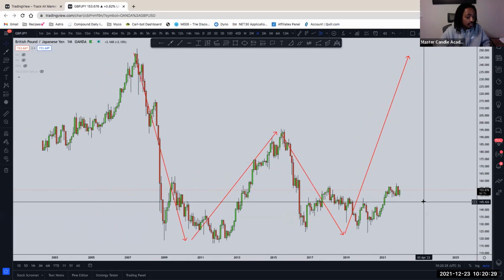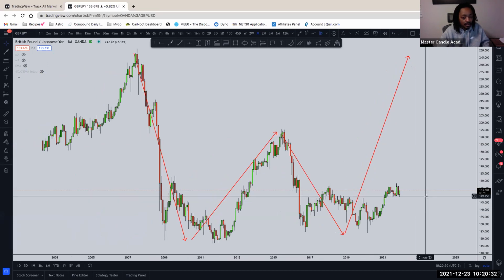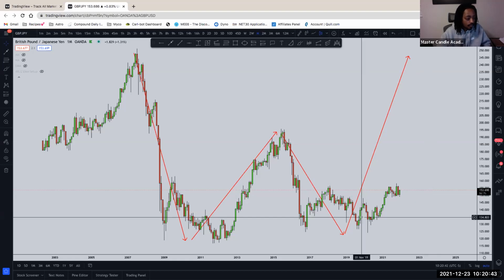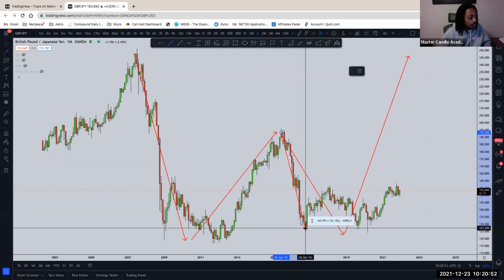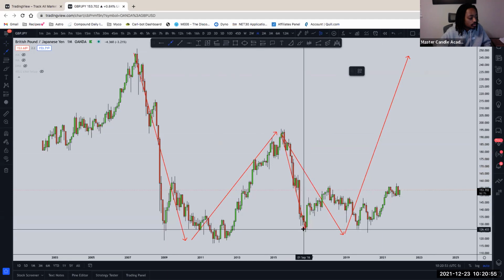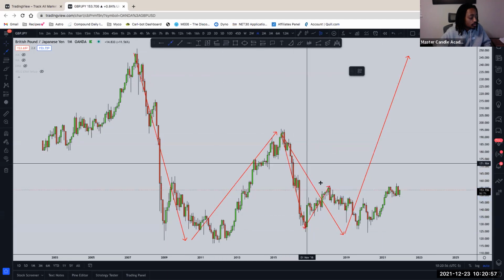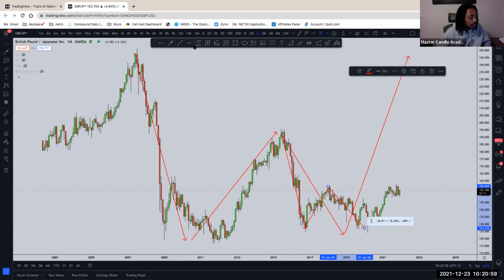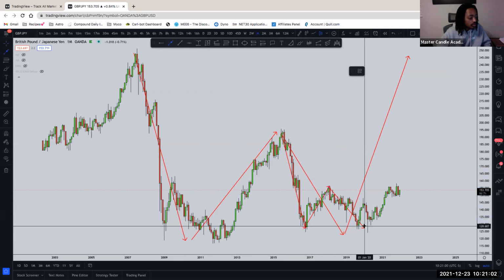Does anybody else see the other pattern within the pattern? And if so, what do we see? All right. I think I made that one a little too hard for you. It was just this W. Wasn't anything special. It was just a smaller W.